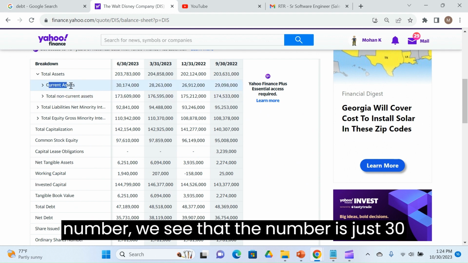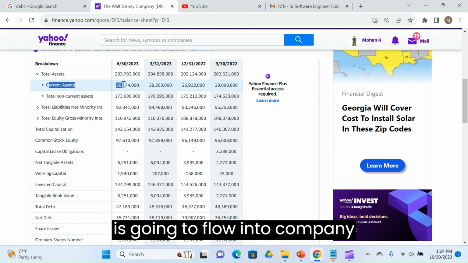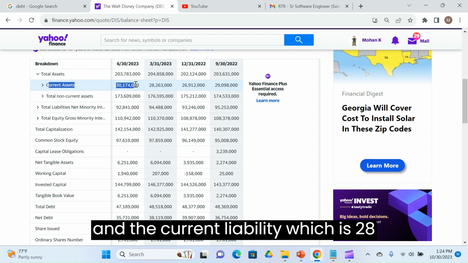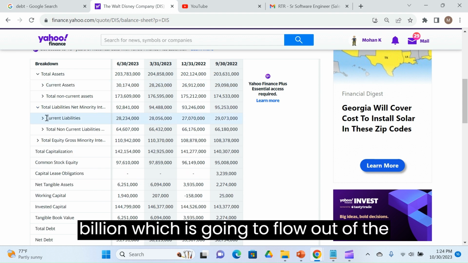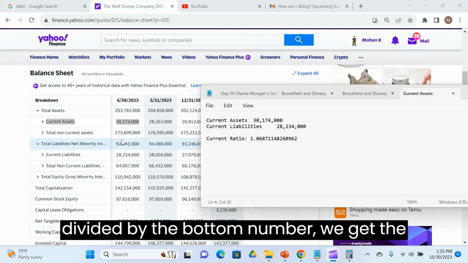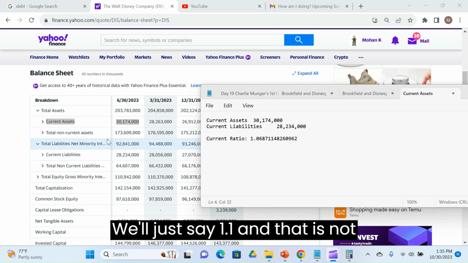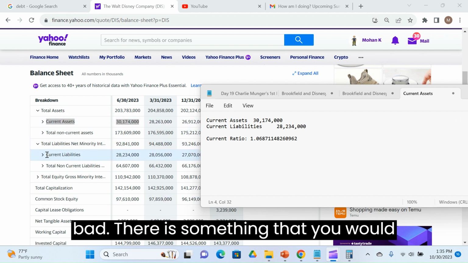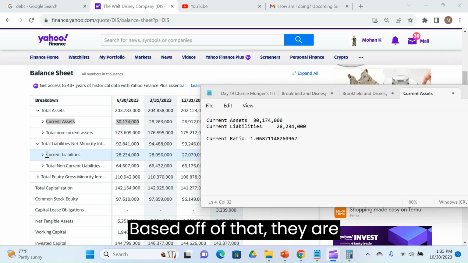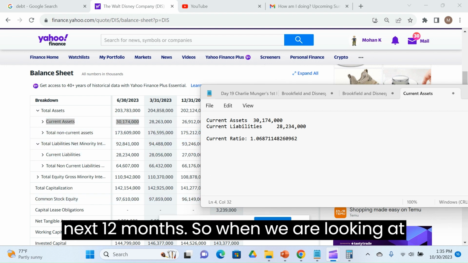When you look at this number, we see that it's just 30 billion in current assets, which is going to flow into the company, and the current liabilities, which are 28 billion, which is going to flow out of the company. So when we take the top number divided by the bottom number, we get a current ratio of 1.07. We'll just say 1.1, and that is not bad. There is something that you would want to look for because that's above 1.0. Based off of that, they are going to have to take on more income in the next 12 months.